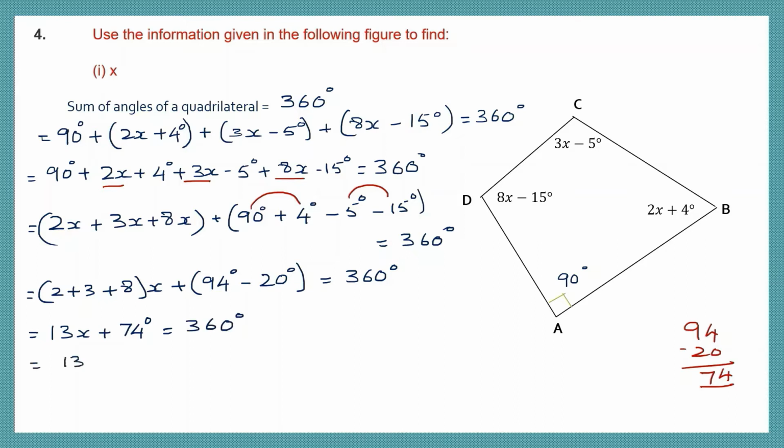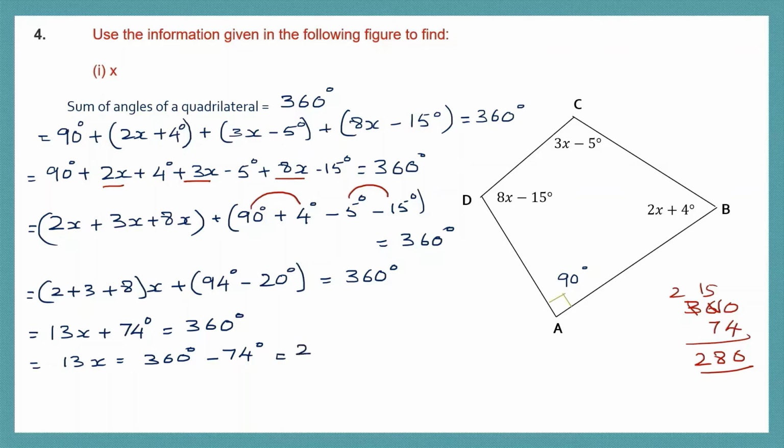So 13x will be 360 degrees minus 74 degrees. Let's subtract 360 and 74. Borrow here, 10 minus 4 is 6. Again we need to borrow. 15 minus 7 is 8, and 2. So 286 degrees. So 13x is 286.